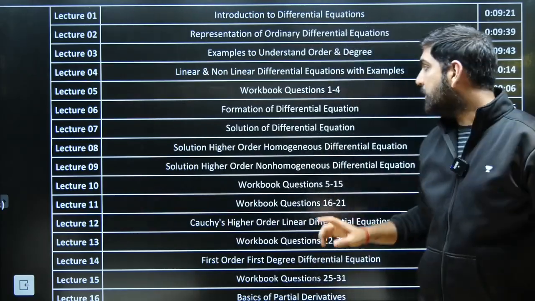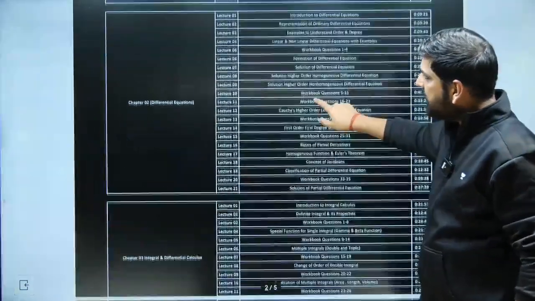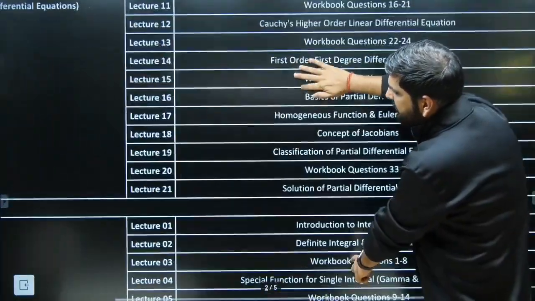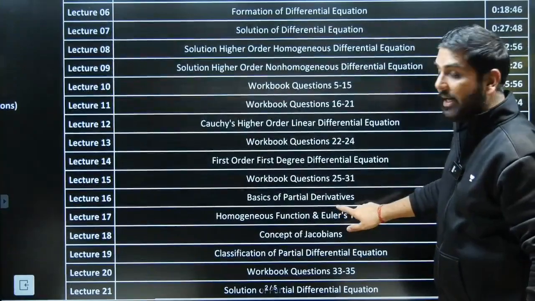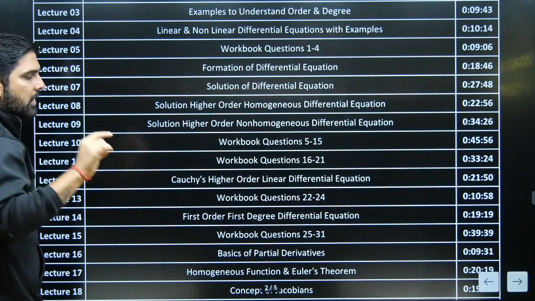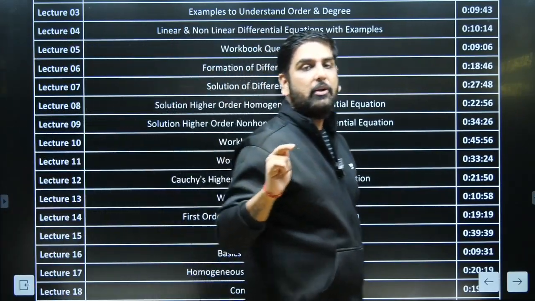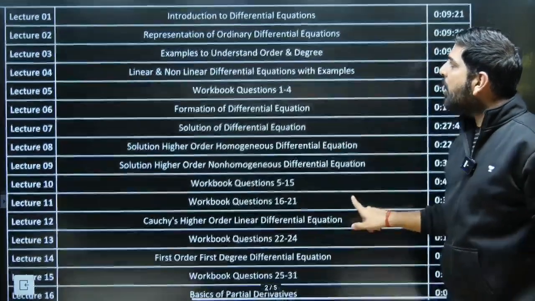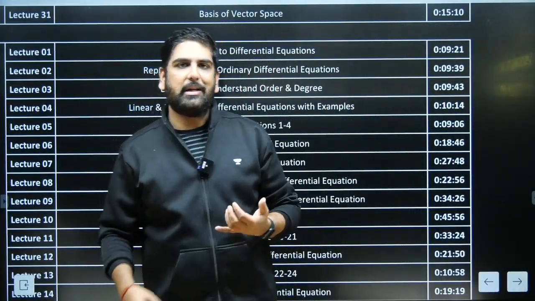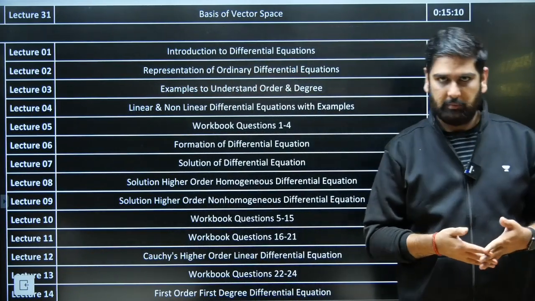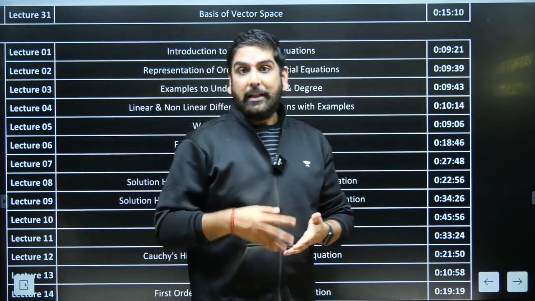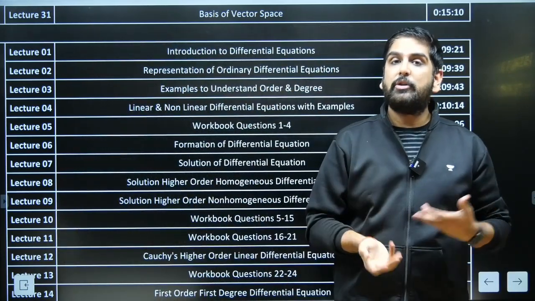In the differential equation part I have divided this chapter into 21 lectures. What topics do we need to cover in this syllabus of engineering mathematics? We have the segment of differential equations. From the beginning, the introduction to differential equations, that means the representation part: you have to learn about linear, non-linear, order, degree, and homogeneous, non-homogeneous differential equations. Then the formation of differential equations and the solution of differential equations.